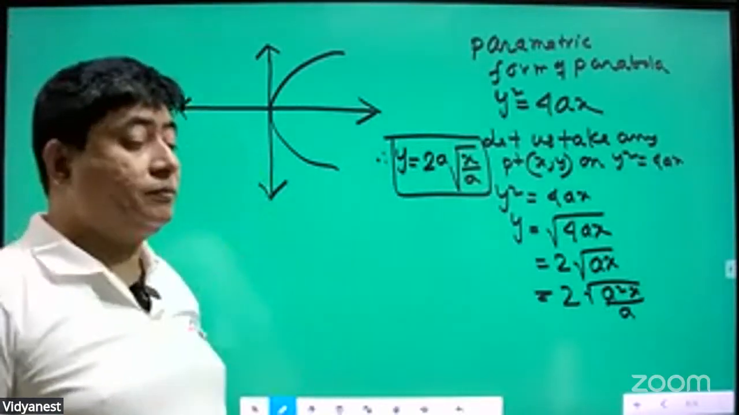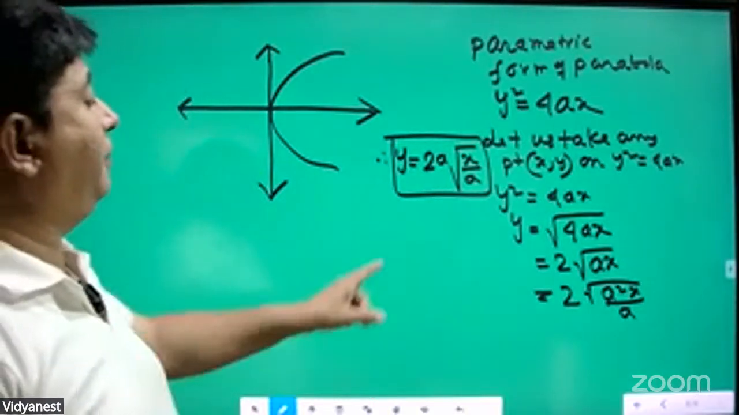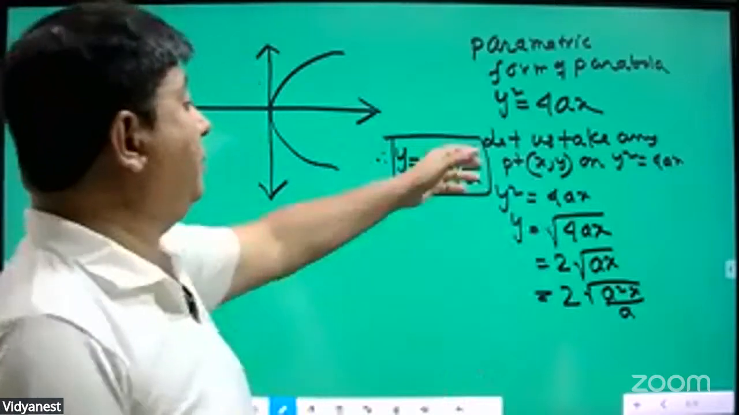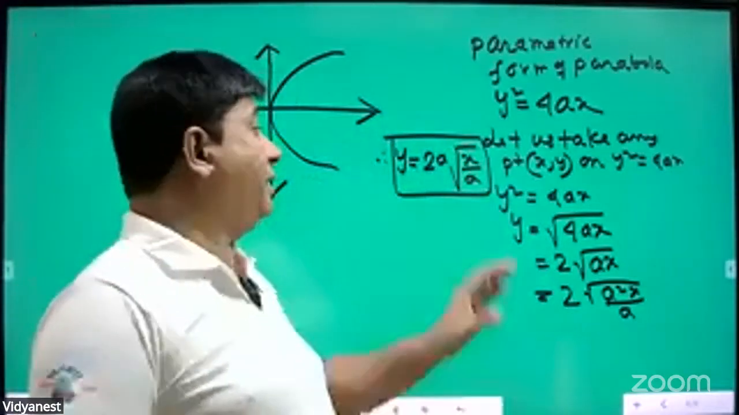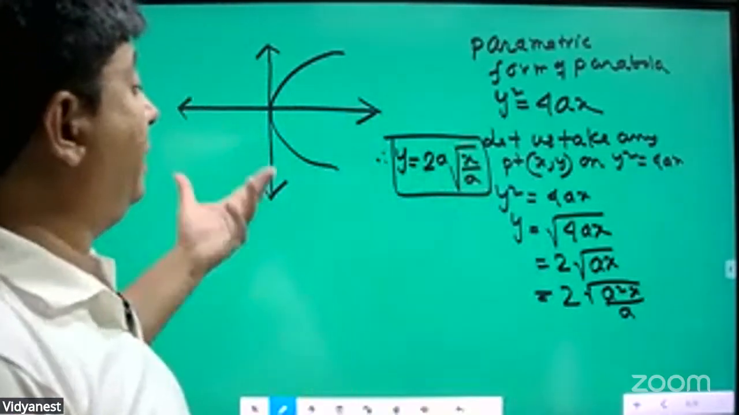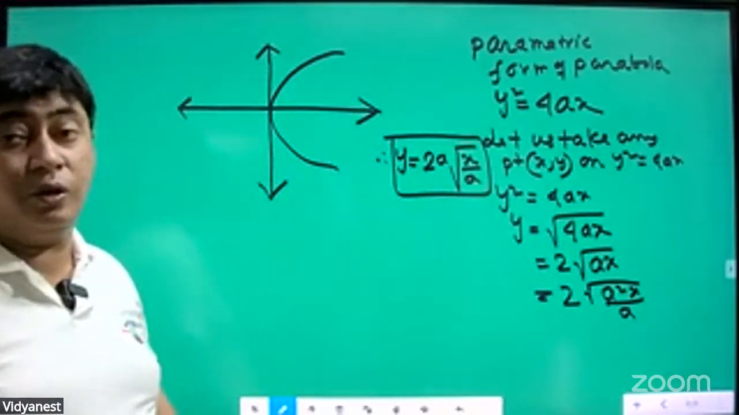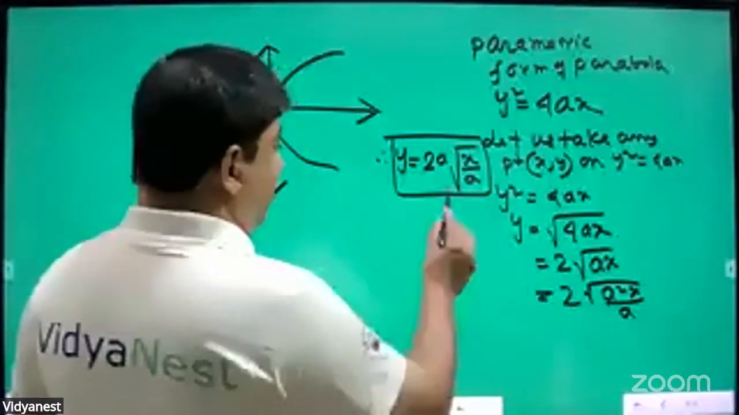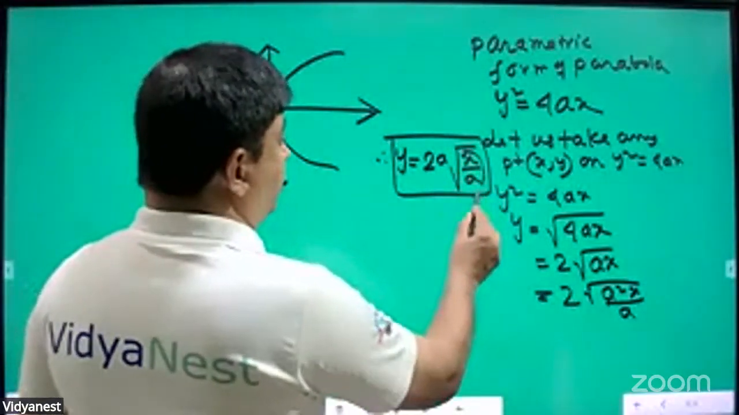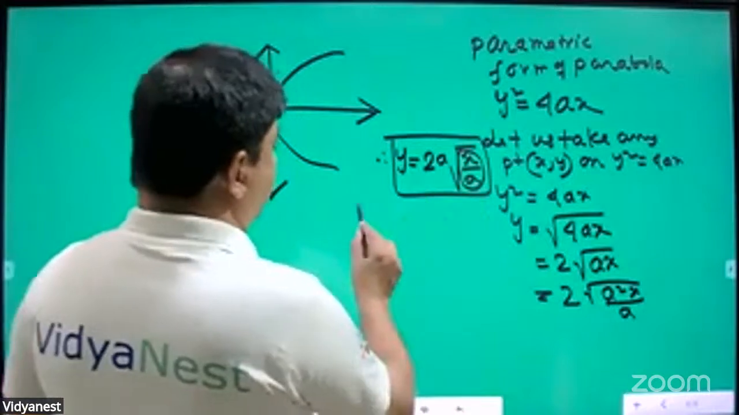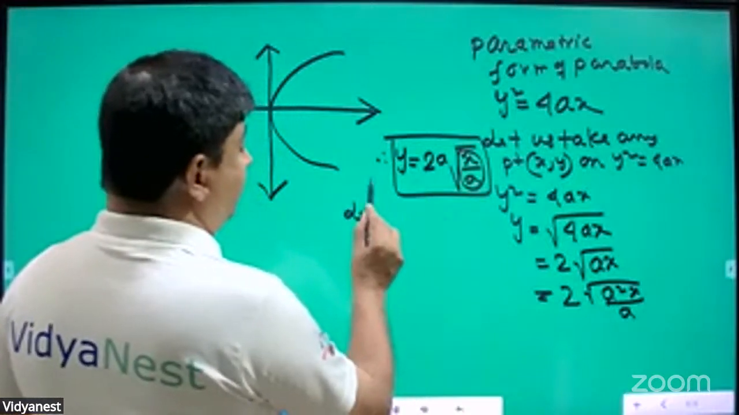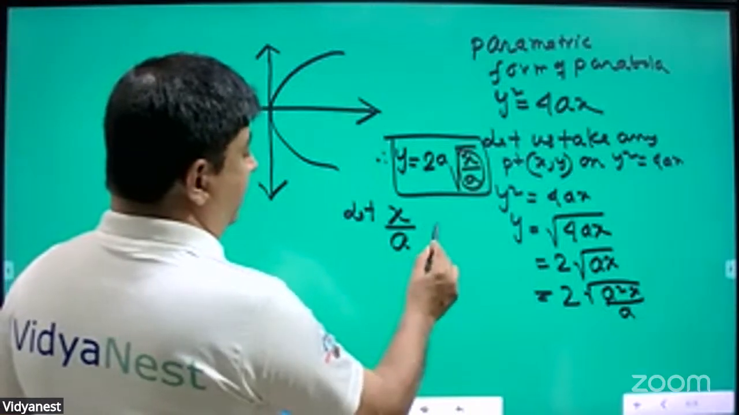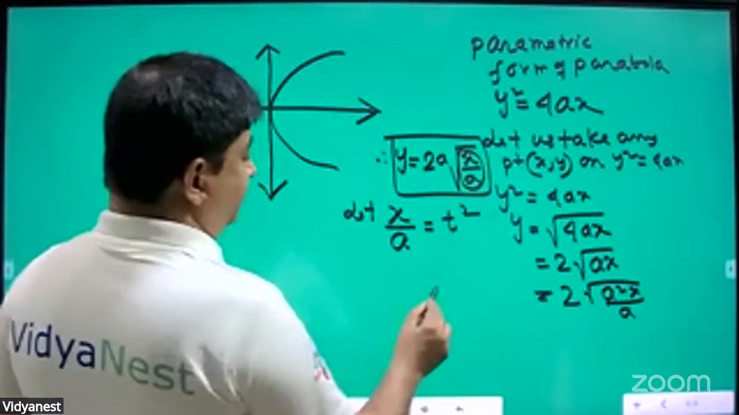Now, if I put x is equal to minus 1, it will be an imaginary number, but the number must be real and rational. So, how to make it rational? In place of x by a, what should I put? I should put a perfect square. So, to make the point rational, I will take x by a is equal to t square.